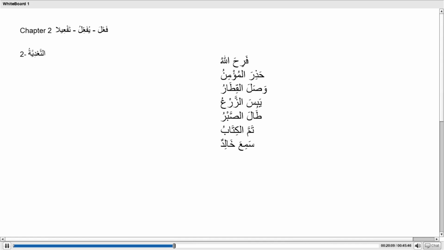أليس كذلك؟ طيب, what happens if it's a ya, and it's on this chapter, for example? What happens if the fa is a ya and it's of this chapter? It stays. Very good. طيب.